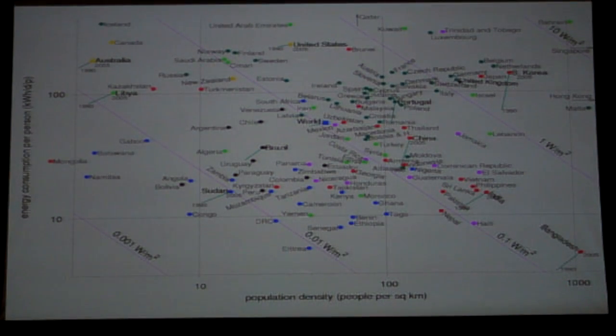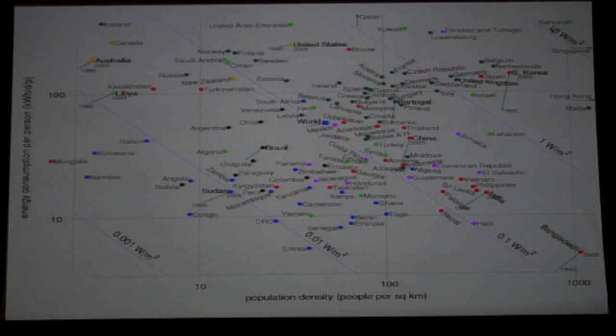Here's the UK with a population density of 250 people per square kilometre and using 125 light bulbs per person. Top left of this diagram is the countries that have very low population densities, 100 times lower, and even higher energy consumptions. Australia, Canada, Iceland using 200, 300, 400 light bulbs per person.